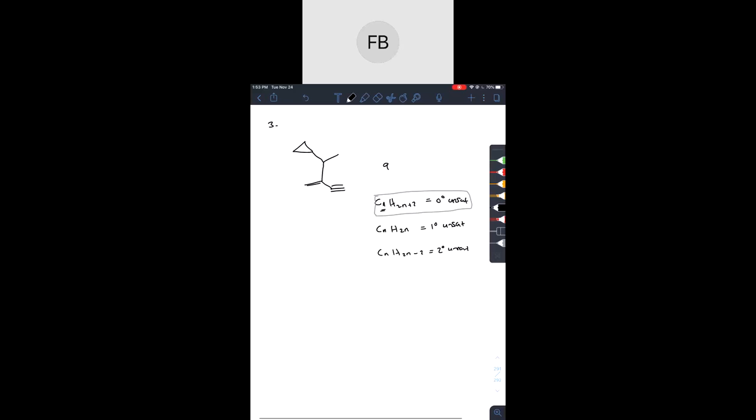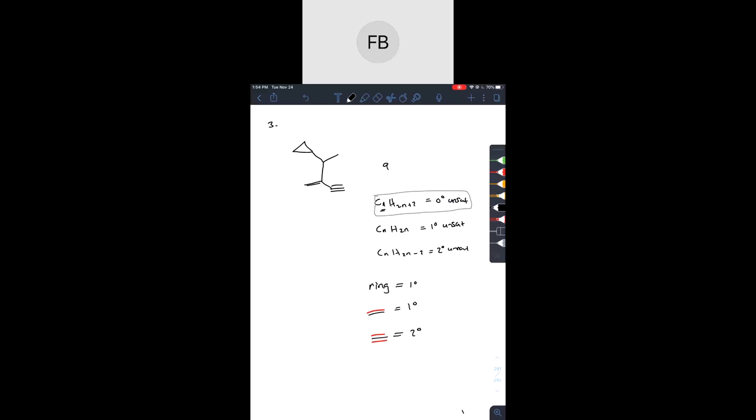Unsaturation is basically anything that is a ring, a double bond, a triple bond, or a pi bond. A ring equals 1 degree of unsaturation. It doesn't matter if it's a ring with 3 or a ring with 20; any ring is 1 degree of unsaturation. A double bond is 1 degree of unsaturation. And a triple bond, because it contains 2 pi bonds, is 2 degrees of unsaturation. So each pi bond and each ring counts as 1 degree of unsaturation.